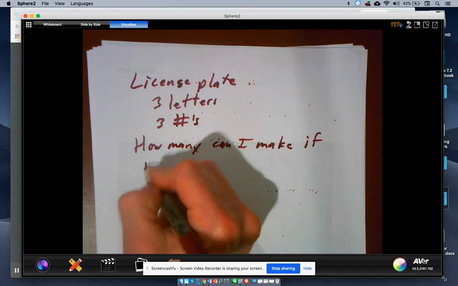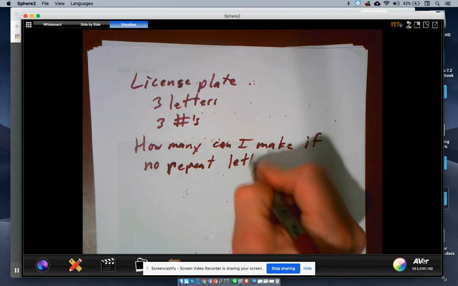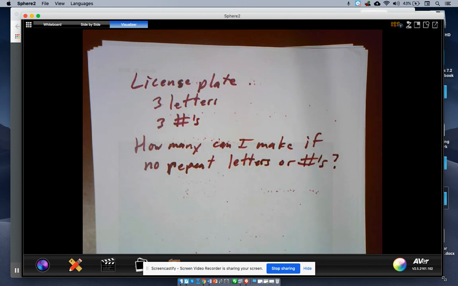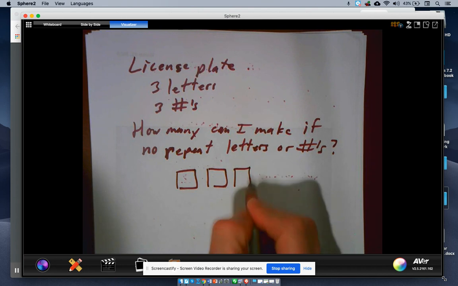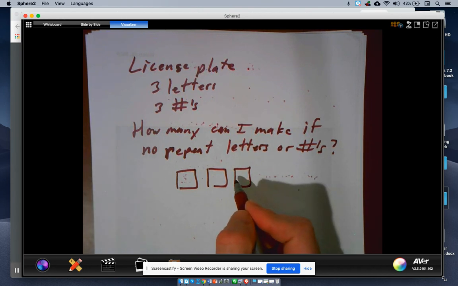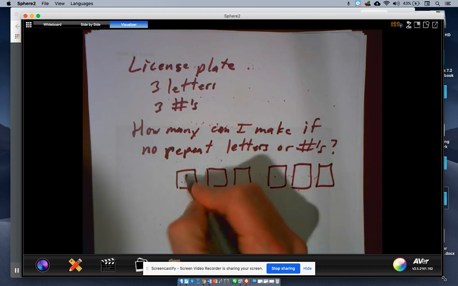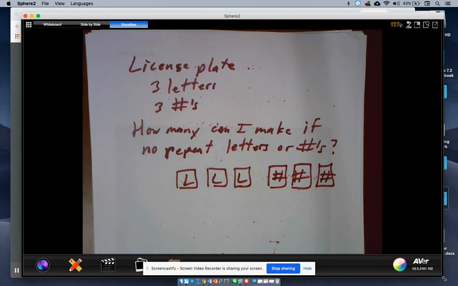If I can't repeat letters or numbers, how many different license plates can I make? All right, so it's going to look like this on a license plate. I can't remember whether the letters go first or the numbers go first. I don't think it matters. Well, it's not going to matter in our case. Whatever. Let's pretend the letters go first, so letter, number.